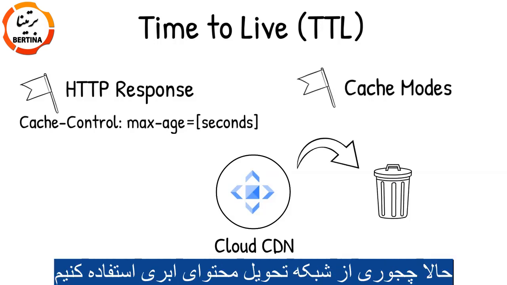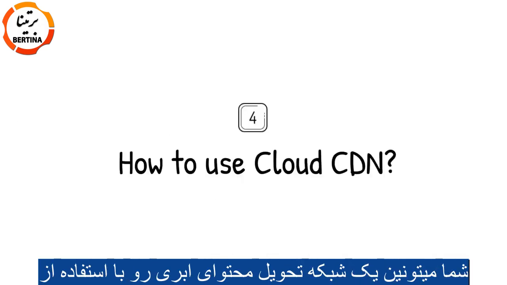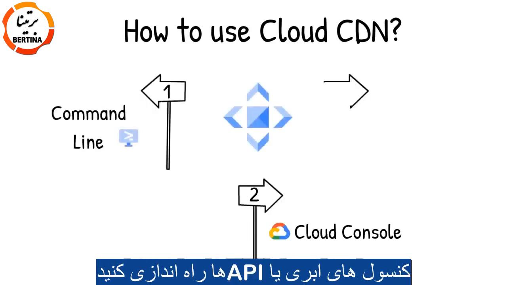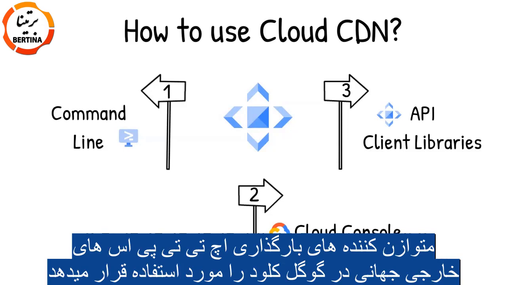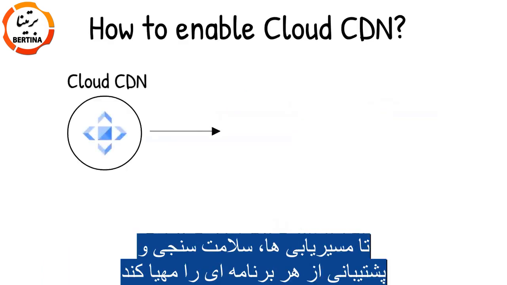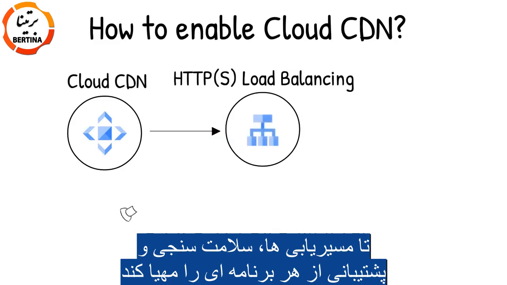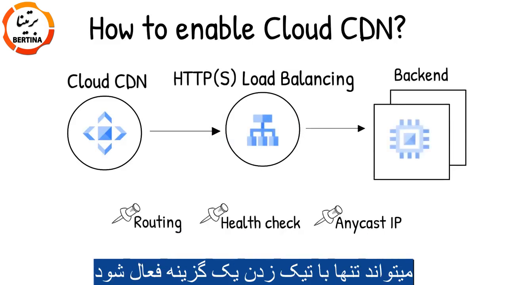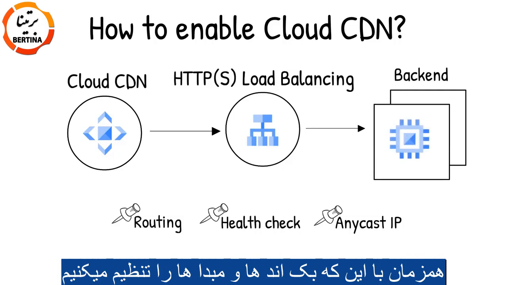Now, how do you use Cloud CDN? You can set up Cloud CDN through gcloud command line interface, Cloud Console, or the APIs. Since Cloud CDN leverages Google Cloud Global External HTTPS load balancers to provide routing, health checking, and Anycast support, it can be enabled by easily checking a box while setting up the backends or the origins.